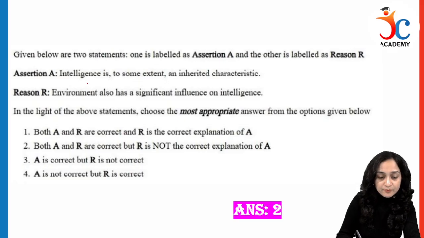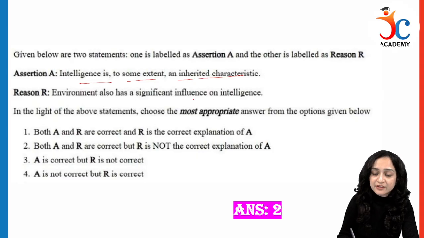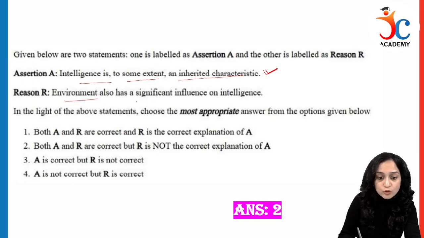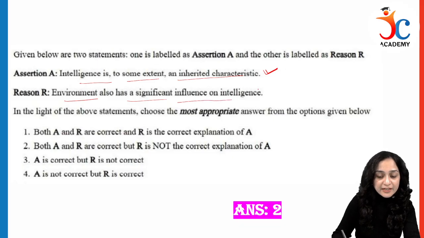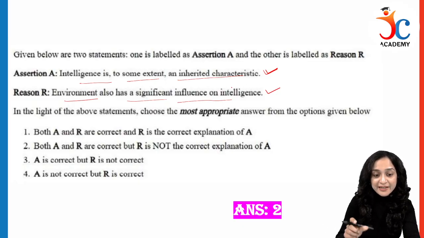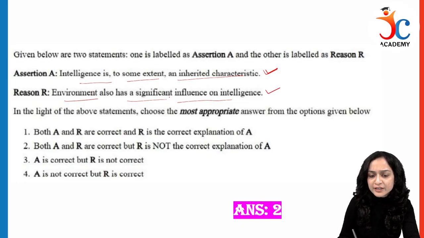Next question again, assertion reason. Intelligence to some extent is an inherited characteristic. Correct. We inherit intelligence to some extent. Environment also has a significant influence on the intelligence. Correct statement. But if we read both statements together by connecting it with because, intelligence is an inherited characteristic because environment also has a significant influence on intelligence.